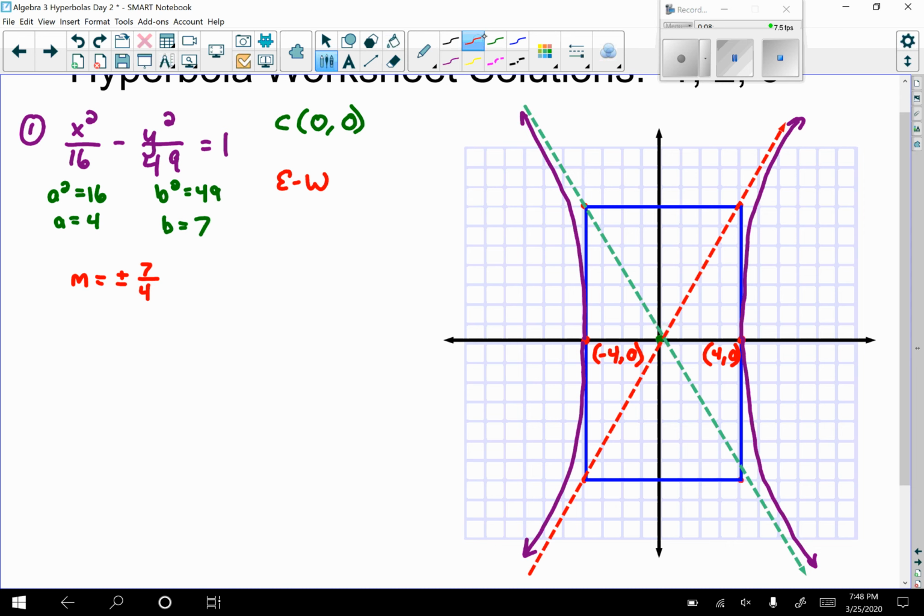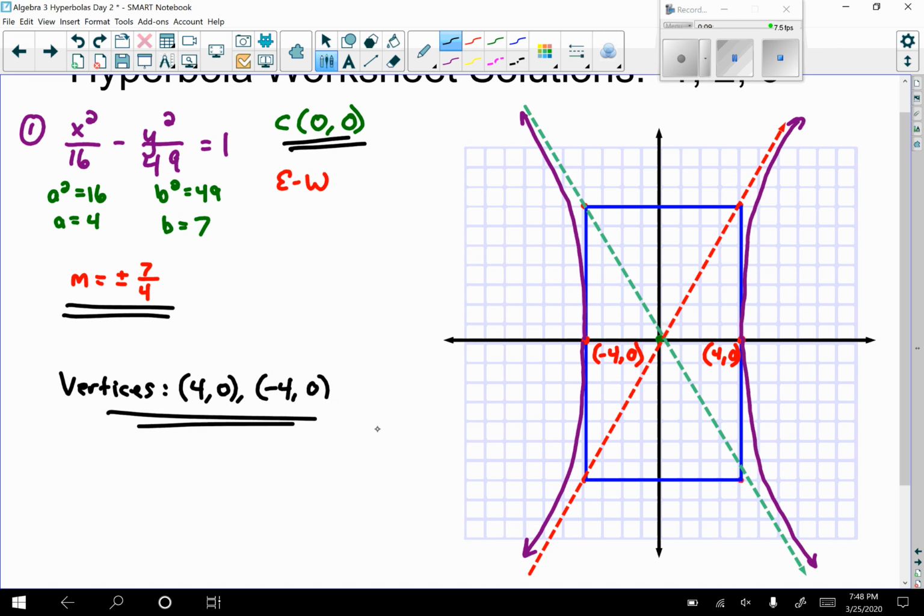There we go. All right, so we stated our center at 0, 0. The slopes of our asymptotes, we could just keep as plus or minus 7/4. And then our vertices are at 4, 0 and -4, 0. So that's answering all the parts we needed to for number 1.